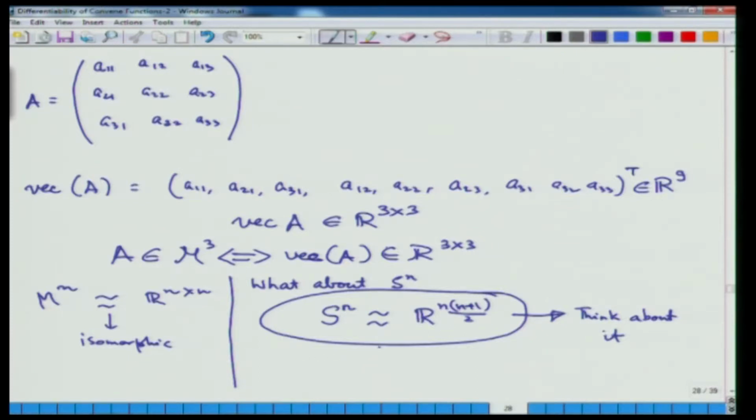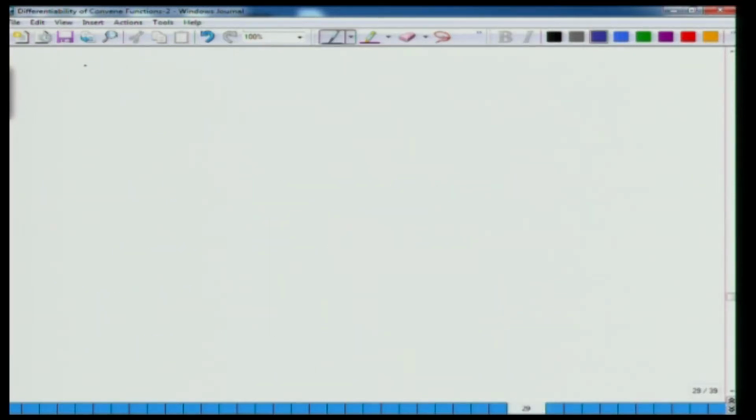Associated with this is something called the S-vec operation. For example, in the S-vec of A, you do not repeat the elements. So you will see your dimension is getting cut down. We will discuss tomorrow what S-vec of A is.